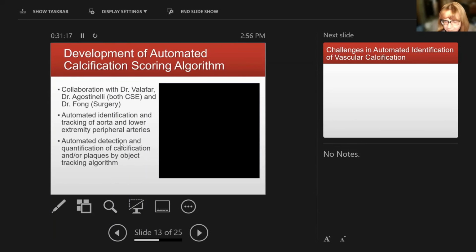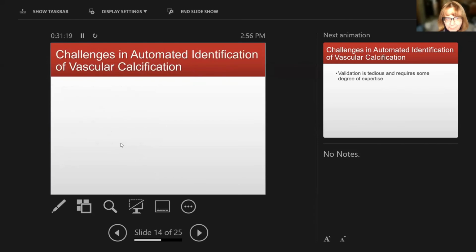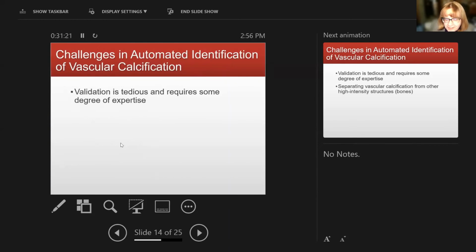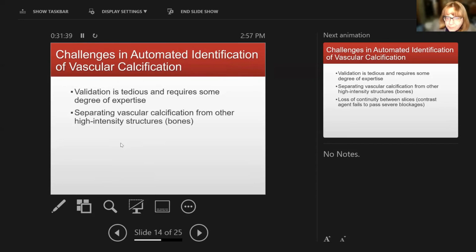There are some disadvantages to this approach, or challenges. The first disadvantage with any type of image-based analysis like this based on clinical images is that getting our validated or annotated data is tedious and requires knowledge of anatomy. And secondly, we need to be able to segregate or separate the calcification from other high intensity structures such as bones.